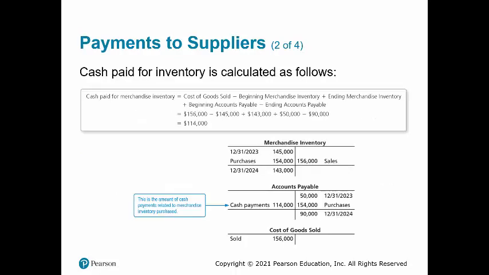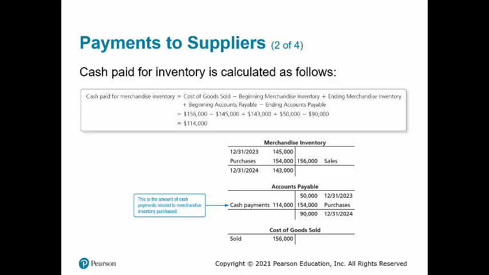So first, to determine the cash paid for inventory, we're going to use cost of goods sold, merchandise inventory, and accounts payable. On the income statement, cost of goods sold was $156,000. Merchandise inventory decreased from $145,000 at December 31st, 2023 to $143,000 at December 31st, 2024. So the decrease in merchandise inventory of $2,000 would need to be used to adjust cost of goods sold.